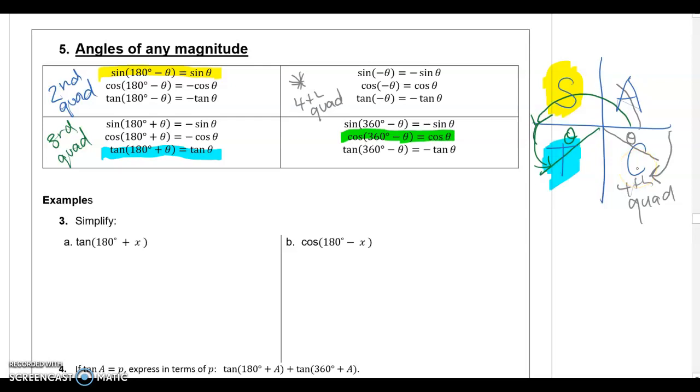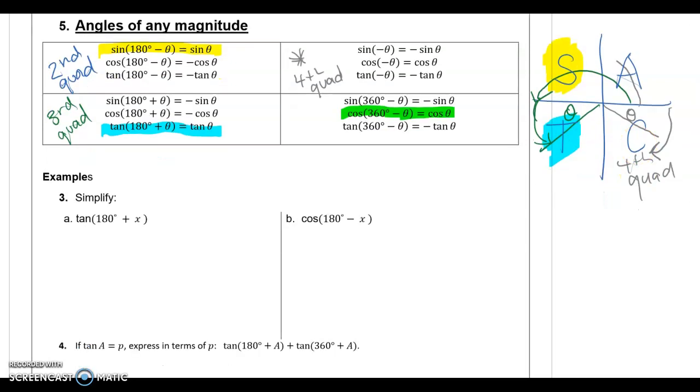Okay, let's have a look at some examples and see how we go. Example 3, simplify. A says tan of 180 degrees plus x. X is the same as saying theta. They've just written that in a different format.